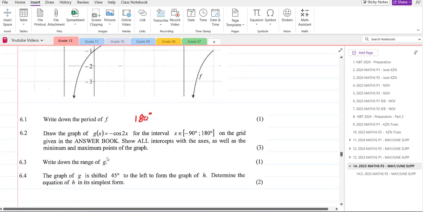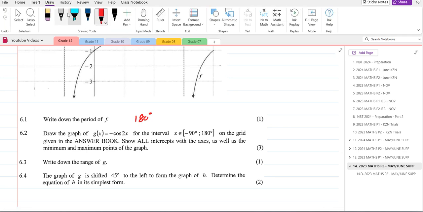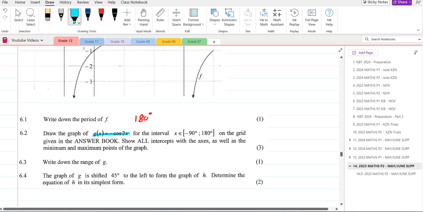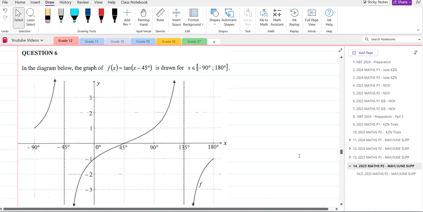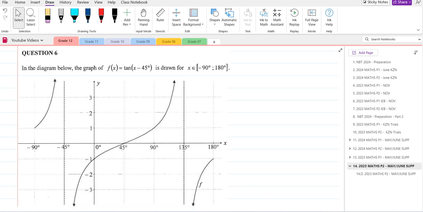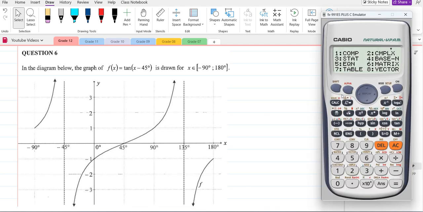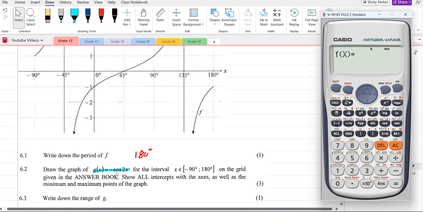Draw the graph of g of x. So we're going to draw the graph of g of x, which is minus cos 2x, in the interval minus 90 to 180 on the grid provided. So I'm going to draw it on this diagram here, and the step is 45 degrees. So let's use this mode, go to table, option 7. F of x is just tan x, so I'm going to leave that out. Right, I'm just going to put 0. Right, actually just put f of x as g of x here.